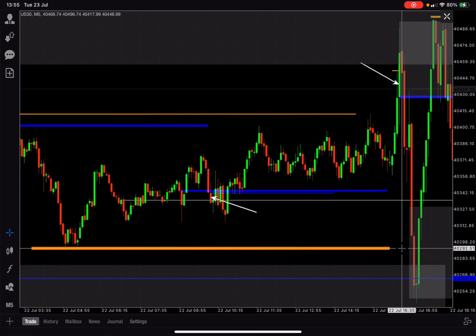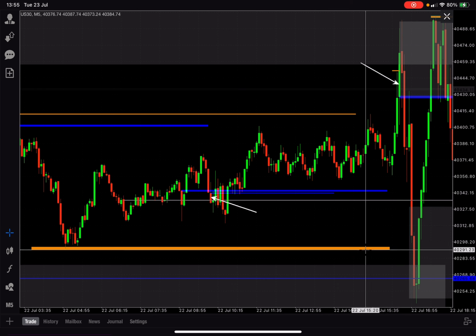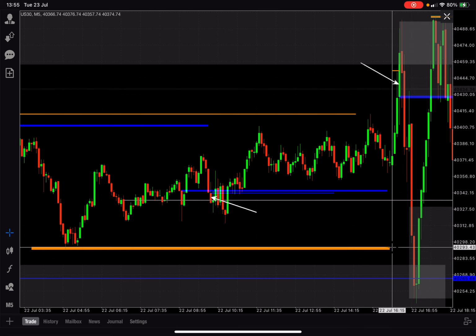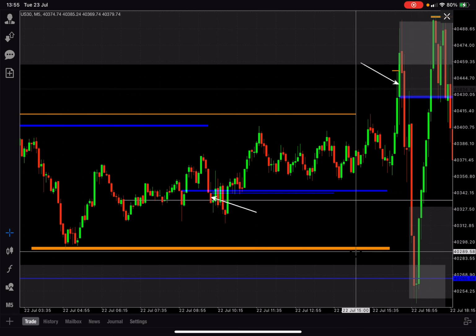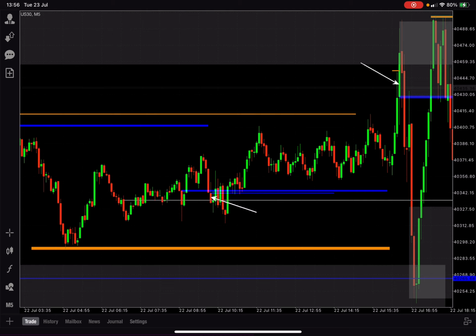By this time you would have moved to break even as you clear these lows. As you clear the Asian session low, you'd have taken some partial profits, so that would be the main area you would want to take partial profits, and then you look to see what price gives you from there.